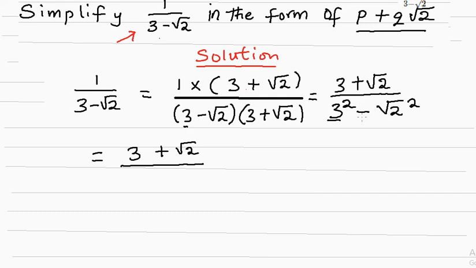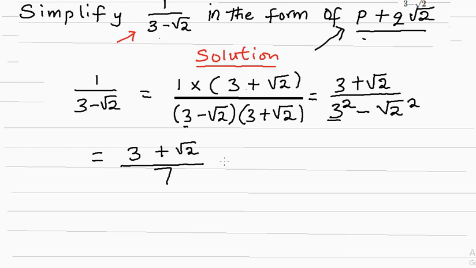Okay, so I'm having 9 minus 2. 9 minus 2 should give me 7, right? Yes. Okay, so 9 minus 2 is 7. But remember, we are being asked to express it in this form, okay? Expressing the surd in this form simply means that the very first number should be a normal whole rational number, while the other one should be a surd.